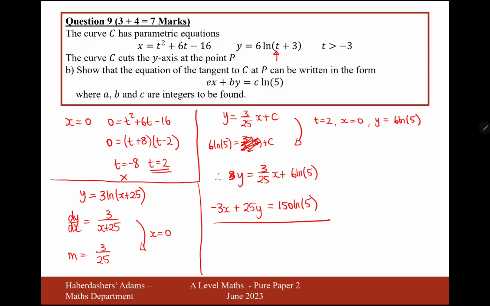And there we are, that's the answer to part B, with a total of 7 marks overall. Let's now move on to question 10.